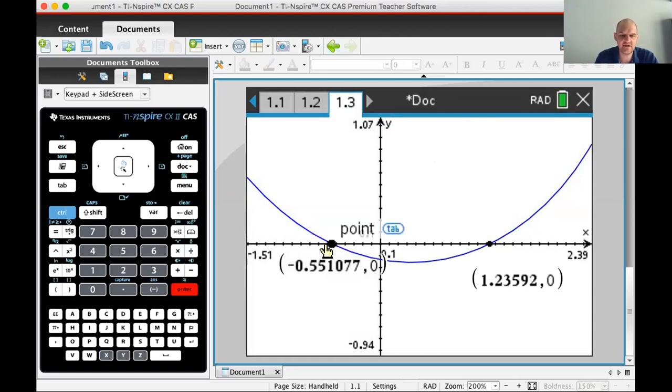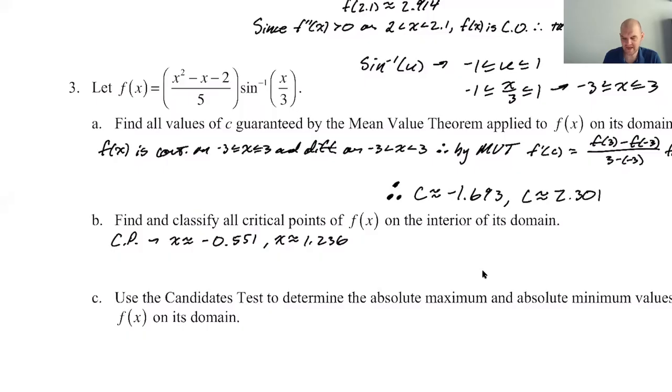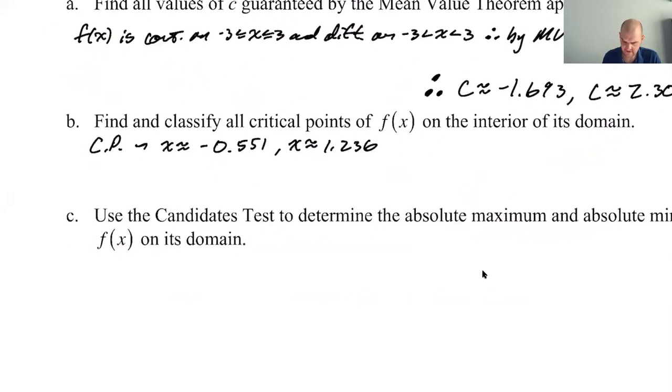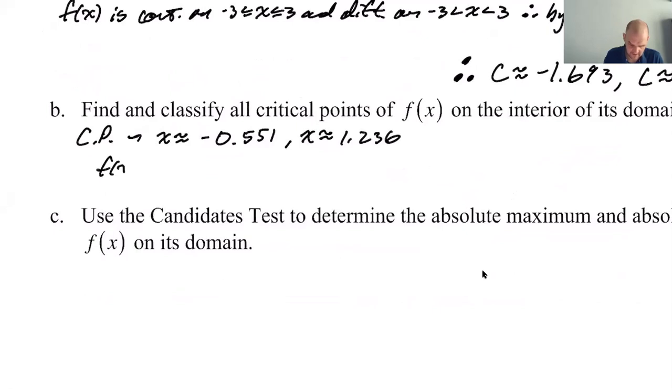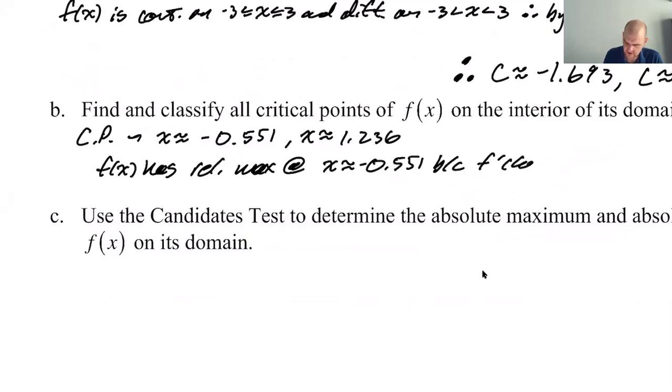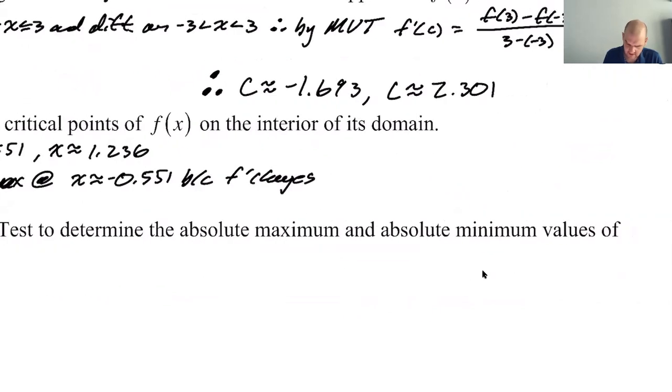All right, so the first one is a relative maximum. The second one's a relative minimum. Let's go back to the notes and write that. So going back, I wish there was a macro or something I could use that would pop me back and forth. That's probably too advanced, but f of x has a relative max at x is approximately negative 0.551 because f prime of x changes positive to negative there.